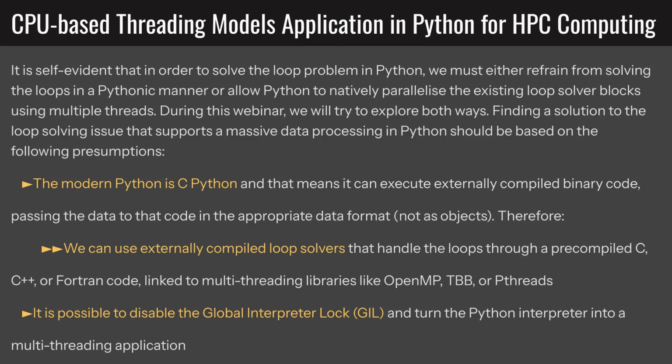Finding a solution to the loop solving issue that supports massive data processing in Python should be based on the following presumptions. The modern Python is CPython, and that means it can execute externally compiled binary code, passing the data to that code in the appropriate data format, not as objects. We can use externally compiled loop solvers that handle the loops through pre-compiled C, C++, or Fortran code linked to multi-threading libraries, like OpenMP, TBB, or pthreads. It is possible to disable the global interpreter lock, GIL, and turn the Python interpreter into a multi-threading application.